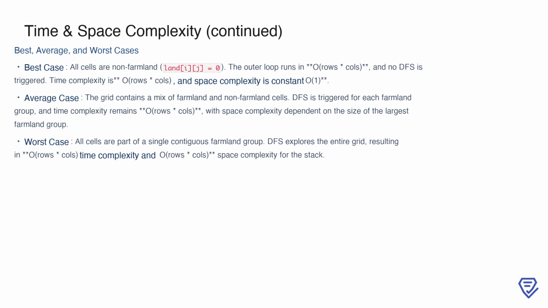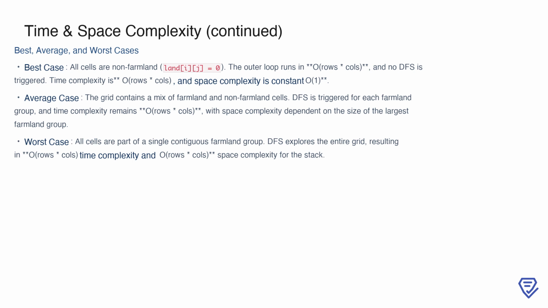Now let's consider the best, average, and worst-case scenarios. In the best case, the grid contains no farmland cells, meaning no DFS is triggered. The outer loop handles all cells in O(rows*cols) time, while the space complexity remains constant at O(1). In the average case, the grid has a mix of farmland and non-farmland cells. Each farmland group triggers a DFS, but the time complexity remains O(rows*cols), while the space complexity depends on the size of the largest farmland group, which could vary significantly.